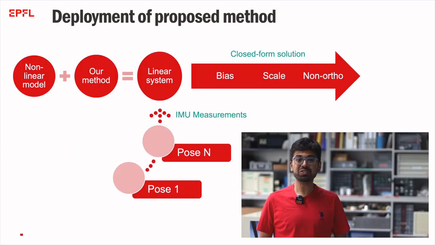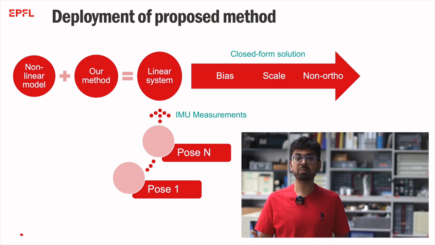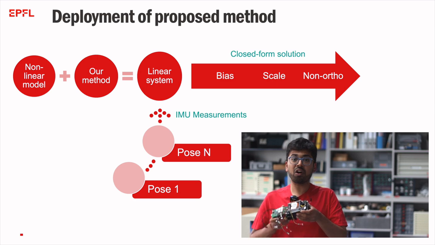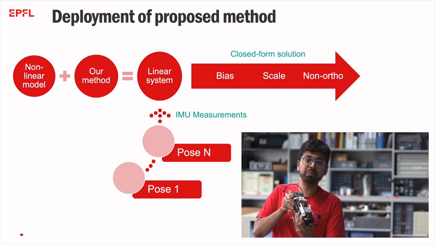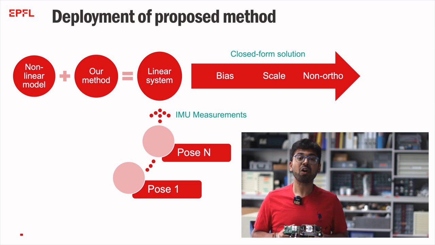So, how do we solve it? We take the nonlinear model as it is, and then we combine it with our method to convert the nonlinear model into a system of linear equations. And then, as said earlier, we take multiple observations of the IMU in different poses to obtain a closed form solution of the deterministic errors, that are the bias, scale factor, and non-orthogonality.